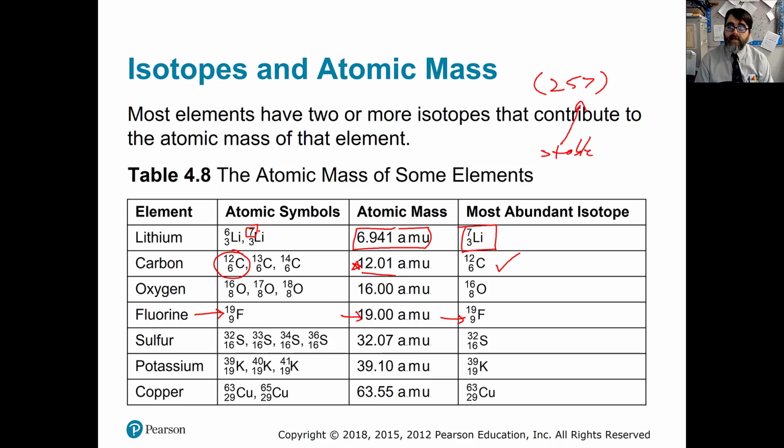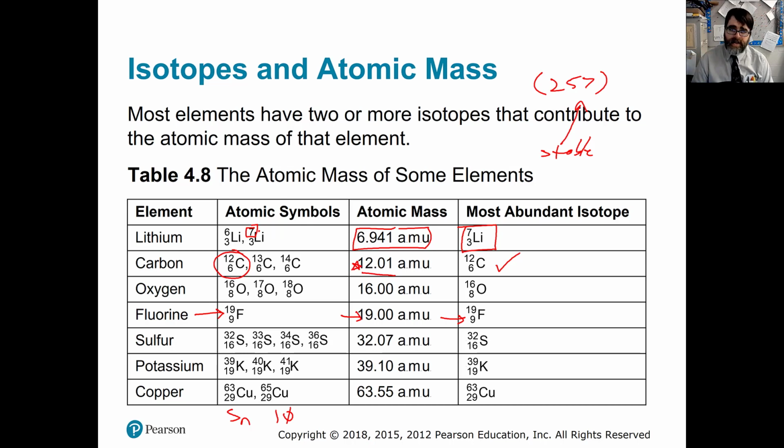Again, there are a few exceptions to this, especially on elements that have lots of different versions. Tin, the element Sn, actually has 10, the number 10, different isotopes. I believe it has the most naturally occurring isotopes of any non-man-made element. And there are some where they don't match.